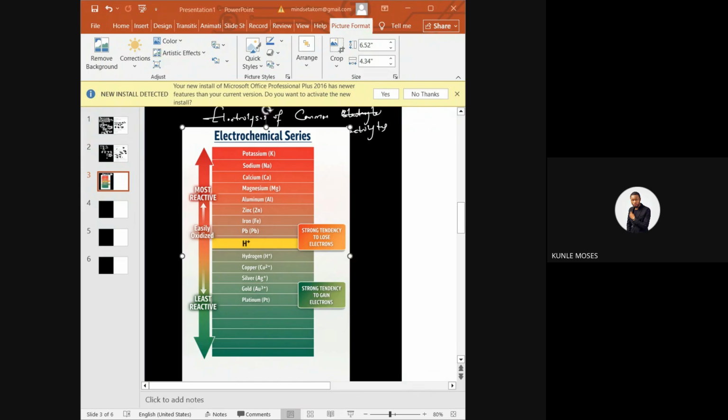Once you understand this electrochemical series, you can see that the most reactive are the easily oxidized ions. The less reactive are the ones that have a strong tendency to gain electrons. Can you see it in the diagram? We'll be applying these things as we proceed. So let's start with the electrolysis of dilute sulfuric acid, which is H2SO4.